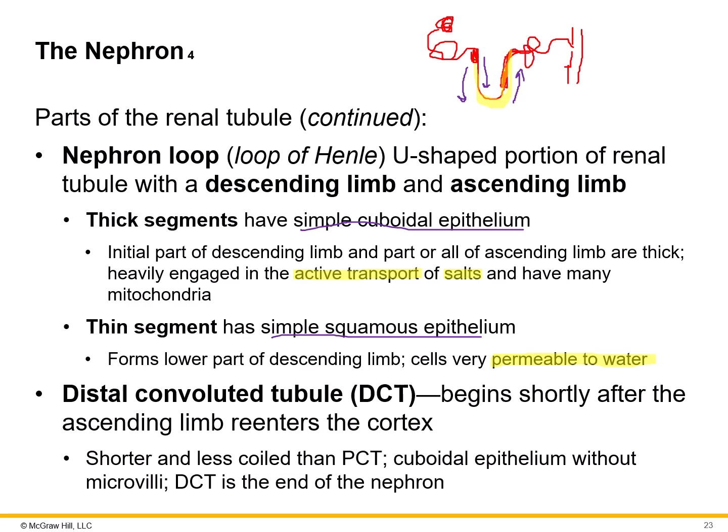Then we have the distal convoluted tubule. This region right here, highlighting it in blue. All right, so this is beginning right after the ascending limb re-enters the cortex. So what do I mean by that? I don't think I've actually mentioned it before.